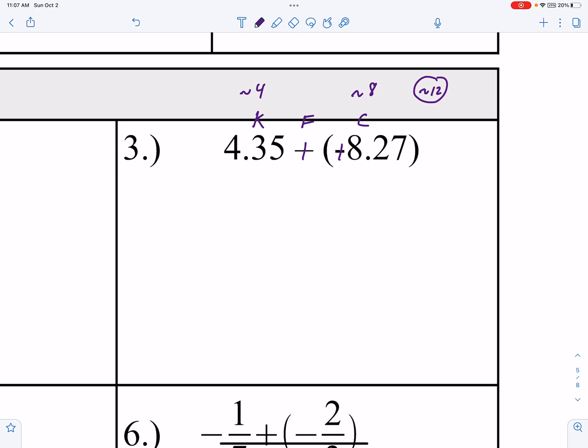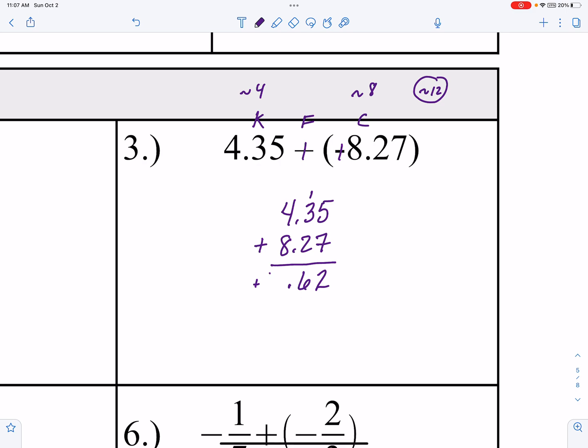Because they are the same signs, we're going to be adding, so I can just go ahead and write my decimals. 8.27. Same signs, add and keep, so it's going to stay positive. 7 plus 5 is 12. 3 plus 1 is 4, plus 2 is 6.